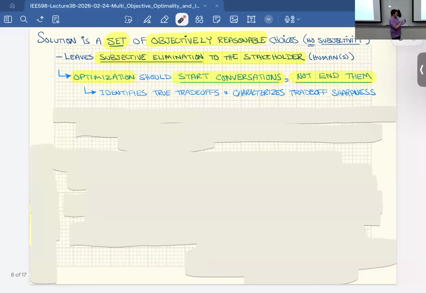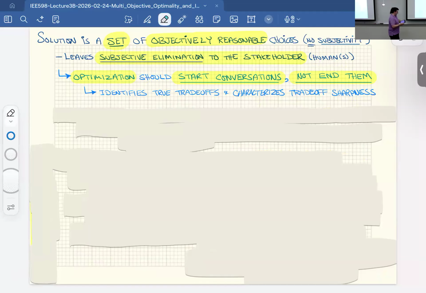So, bringing all that together, and then I'll stop here. The solution here is a set-based concept. It's a set of objectively reasonable choices, no subjectivity. Optimization should start conversations, not end them. The old school way of thinking of optimization is I give you a point, you shut up, you take that point, and you go and implement your system. The new way of thinking of optimization, a more productive way, is that optimization gets rid of the bad choices and only leaves you with good choices. And then you can start the conversation with that.